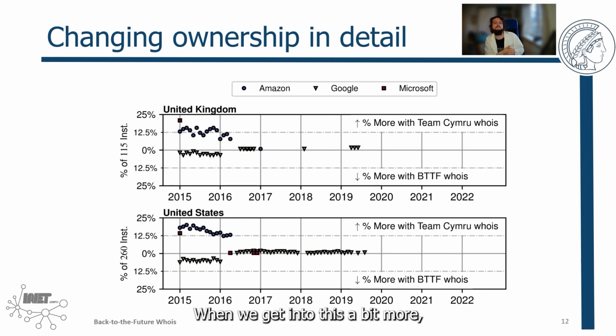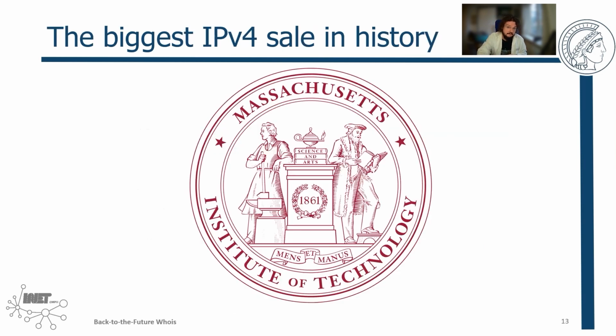When we dig into this a bit more, we see that this effect seems to be indeed most significant for Amazon. There's one outlier for Microsoft in 2015 and a bit of noise for Google, but ultimately what really changes the graph is a set of IP addresses ultimately attributed to Amazon, even though they were not Amazon at the time. This, of course, lets you wonder what happened. What happened is relatively easy.